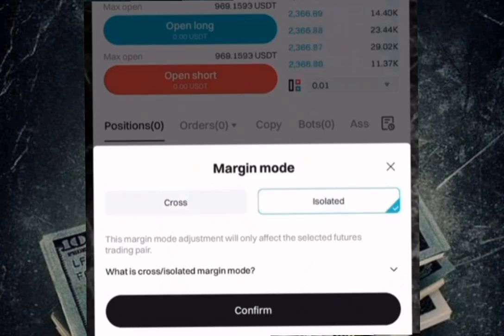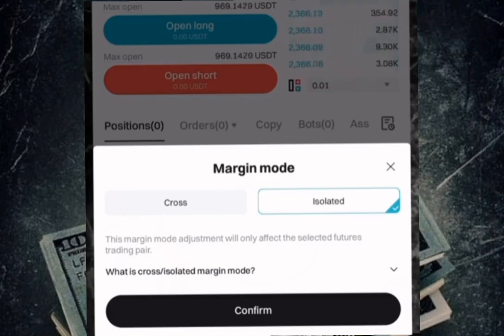Now, for isolated margin, let's say, for example, you still have $1,000 in your wallet, and then you enter a trade with $400, and then you still have $600 in your wallet. Now, if that trade goes into liquidation or enters liquidation price, you are only going to lose that $400 you used to enter the trade. So the remaining $600 in your wallet is safe. Nothing is going to happen to it. So it's only that $400 you used to enter the trade that you will lose.